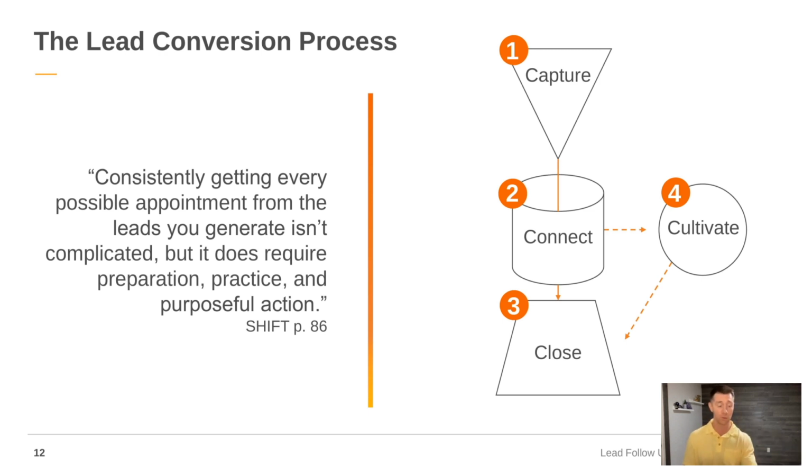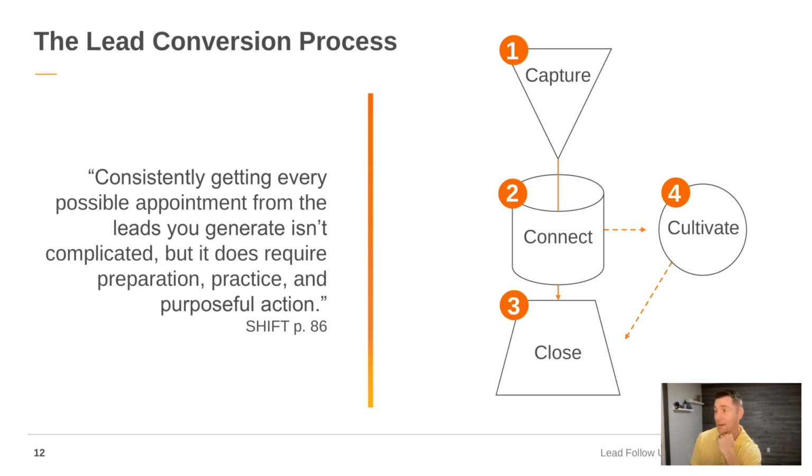I've built good rapport. We're conversing back and forth. They're answering my emails and texts, but I still haven't got an appointment. What happens? Well, that's where step number 4 comes in. You continue to cultivate the lead as a part of your regular lead follow-up program until they're ready to convert for an appointment.